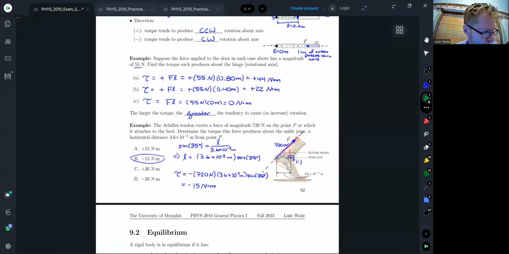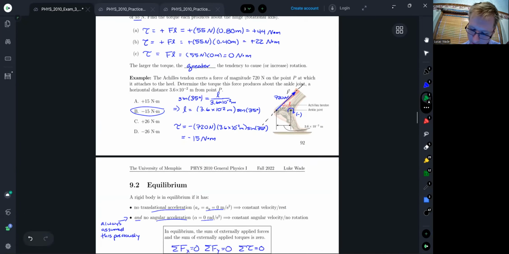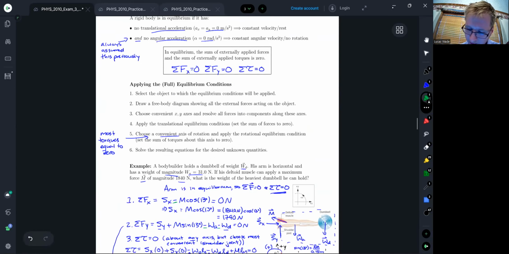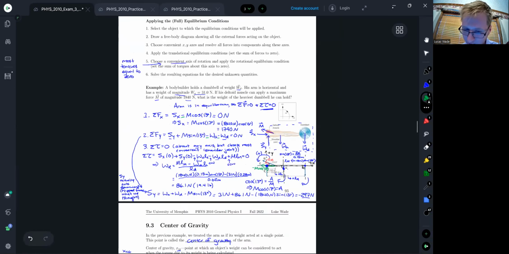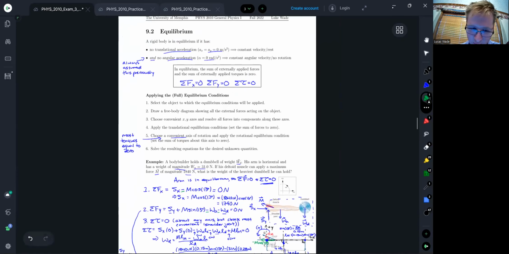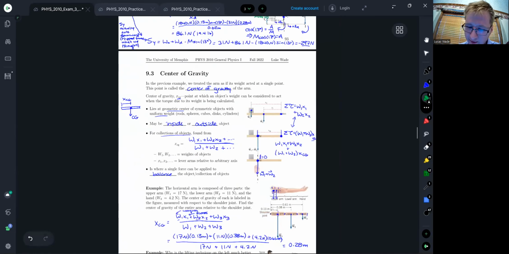So on this exam, there is some stuff about calculating torques, but usually in the context of something involving the center of gravity. So I'll come back to this equilibrium part in a second, but what is the center of gravity?